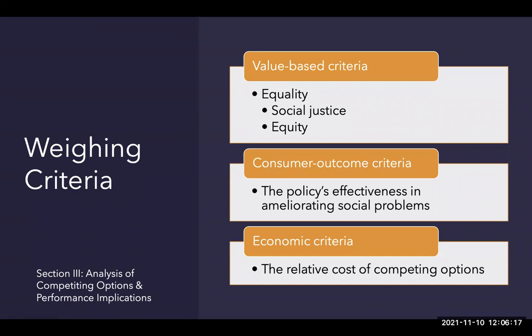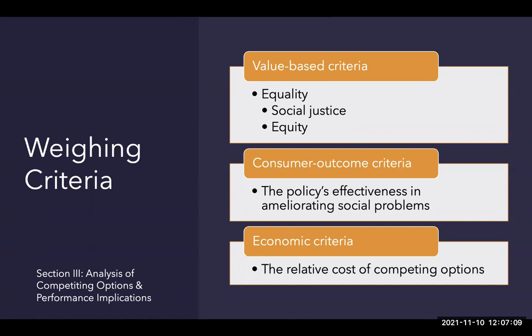When selecting different criteria, we can take into consideration value-based criteria, consumer outcome, and economic criteria. So again, we need to consider cost, administrative feasibility, and effectiveness in addressing a consumer's needs. We can select a variety of criteria. Value-based criteria are reflected in terms such as equality and social justice, and various freedoms such as the right to free speech, the right to privacy, the right to receive accurate and honest information, and the right to self-determination.